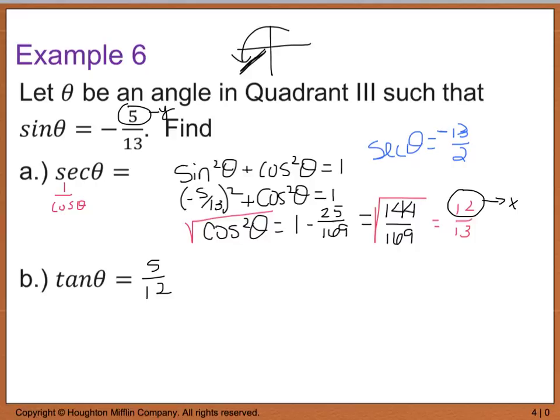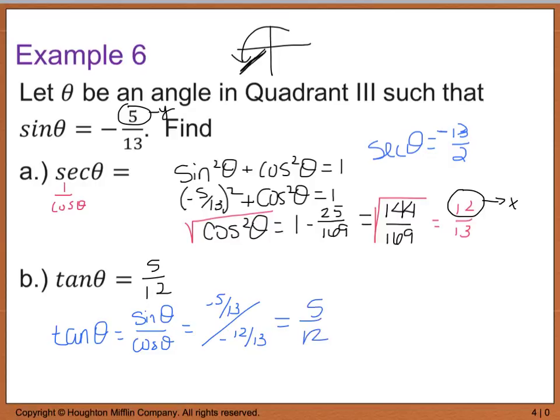Now if I wanted to use trig identities though, I could use the fact that tan theta is equal to sine theta divided by cosine theta, and I know that sine theta was equal to a negative 5/13, and I'm going to divide that by a negative 12/13, and if I multiply by the reciprocal, negative divided by a negative is a positive, and I'll end up then with 5/12. So there are a couple different ways that you could do this.